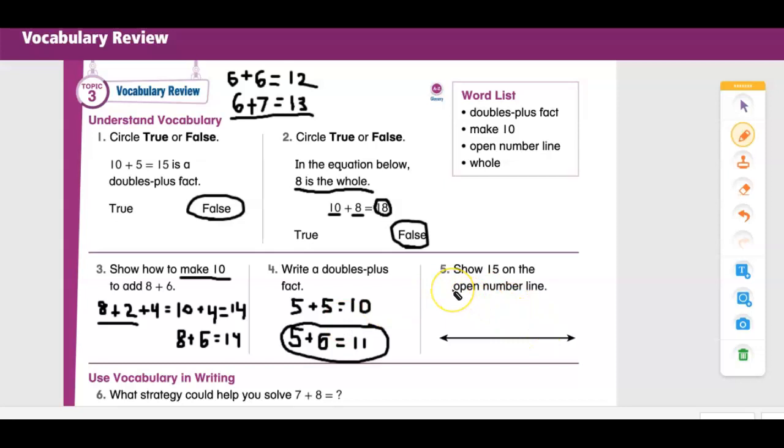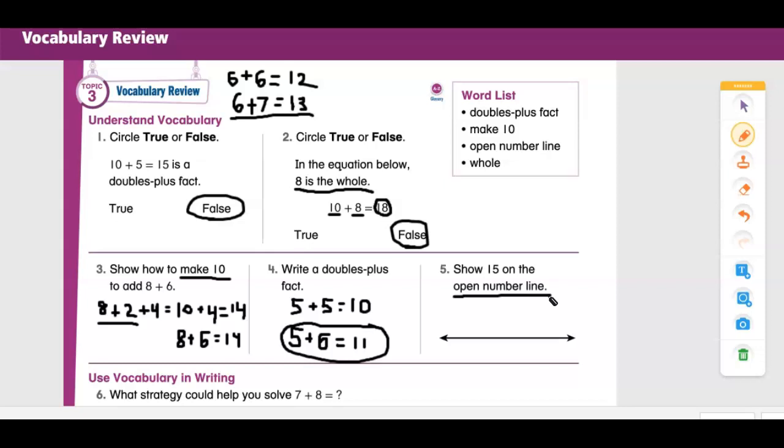Number 5 says show 15 on the open number line. So on number 5, we are working with an open number line. We worked with open number lines in topic 3, lesson 2. Now on an open number line, we usually take an equation and plot the first addend on the open number line, and then use addition to add or jump a number of spaces to a different number.